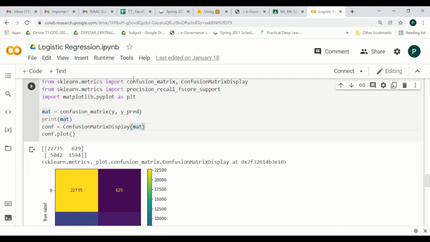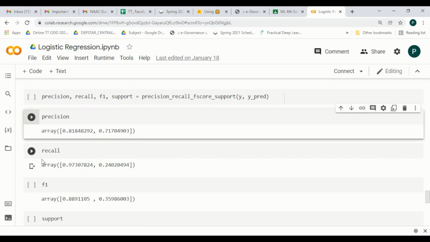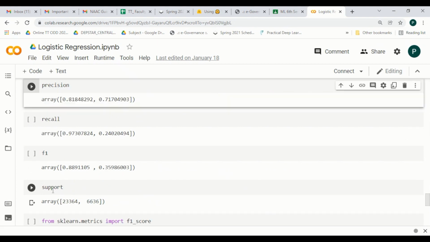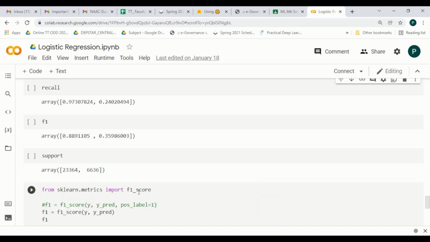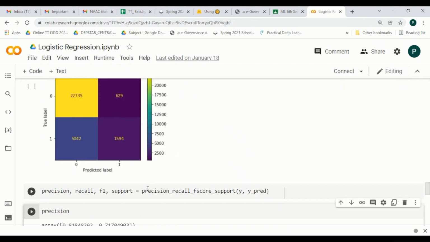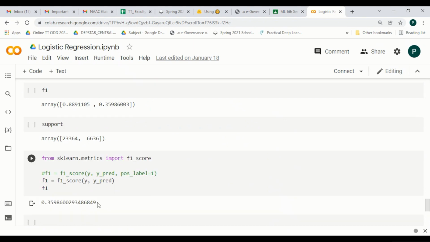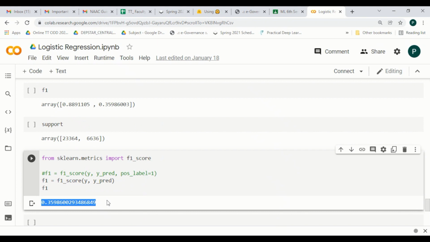ठीक है, अब precision recall f score and support ये हमने वापस से इंपोर्ट किया. फिर हम बोल रहे हैं precision, recall, f1, support is equal to precision recall f score support y and y prime. So our precision is this, our recall is this, our f1 is this and our support is this. Okay, you can simply only import f1 score. Okay, so from sklearn.metrics import f1 score. ये चारों चीजें predict करे वो नहीं चाहिए, खाली f1 score चाहिए, तो खाली import f1 score करो. Okay, so our f1 score is 0.35 or 0.36, okay, agar hum round up kar de to.